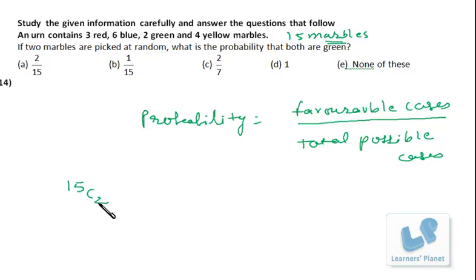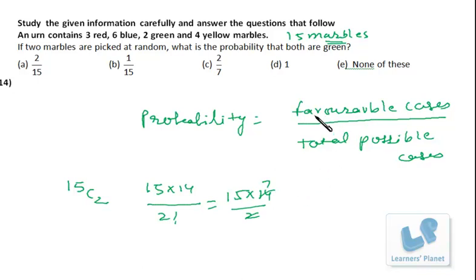Now how do you solve 15C2? Just start with number 15. Then if 2 is written over here, just go one step down, that is 15 into 14, divided by 2 factorial. Okay, so it's 15 into 14 by 2.